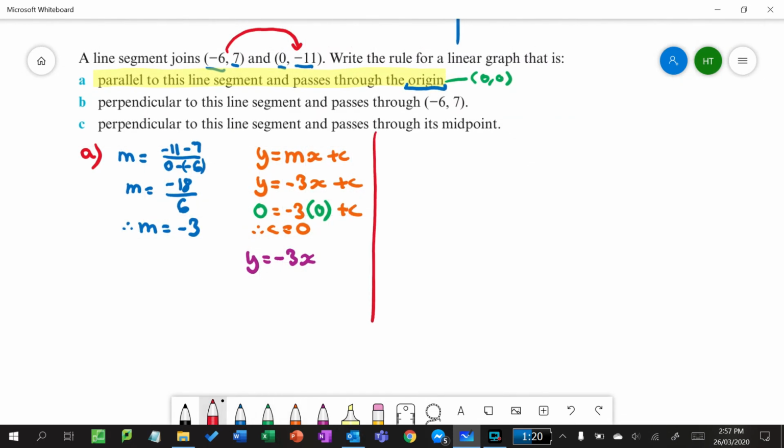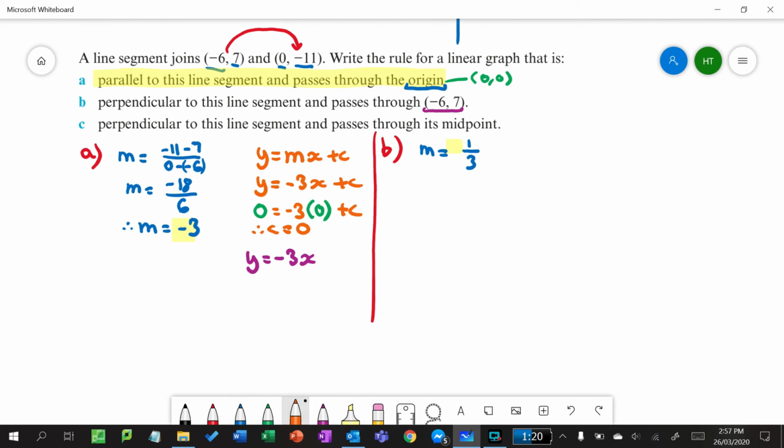I'll do question B here. We want to find a perpendicular line to this segment, and it passes through the point (-6, 7). So if the original gradient is negative 3, then the perpendicular gradient would be, so we've got negative 3, that becomes 1 over 3, and because it's negative here, our perpendicular gradient becomes positive. So B, 1 over 3.